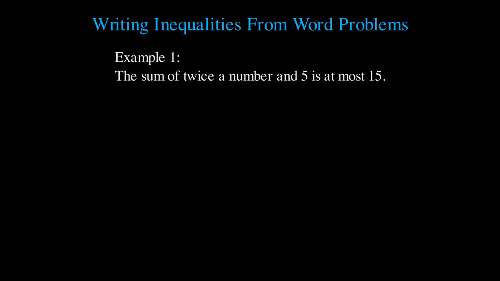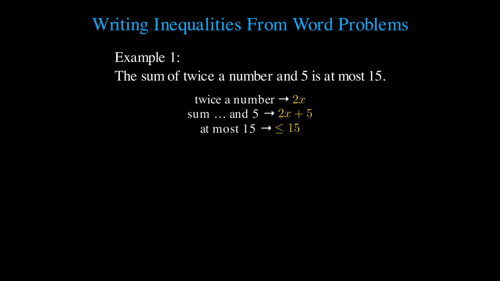Now let's look at example 1. The sum of twice a number and 5 is at most 15. First, twice a number becomes 2x. The sum of twice a number and 5 becomes 2x plus 5. The phrase at most 15 tells us to use less than or equal to 15. Putting it all together, we get 2x plus 5 is less than or equal to 15.